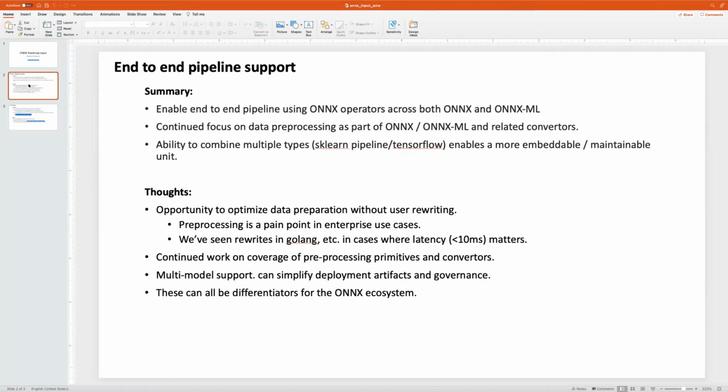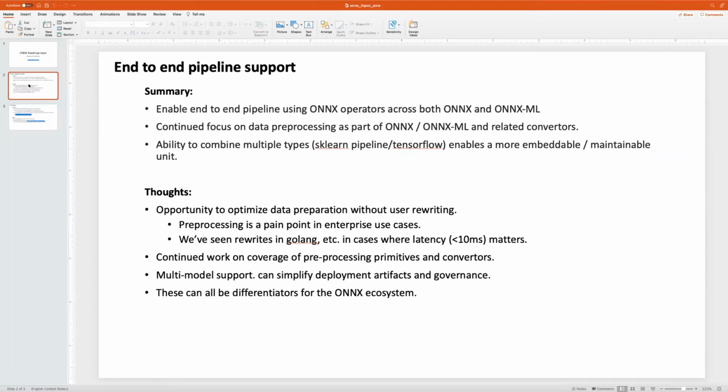And the ability to expand that to cover other types of data preparation operations, whether they're coming from Scikit-learn or the TensorFlow experimental preprocessing layers, I know this branches into the converters, is something that we think creates, in edge use cases and use cases like what I've described earlier around the mainframe, a more embeddable and maintainable unit for clients and other users of the various services here.